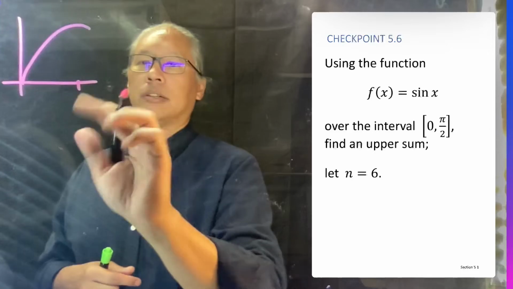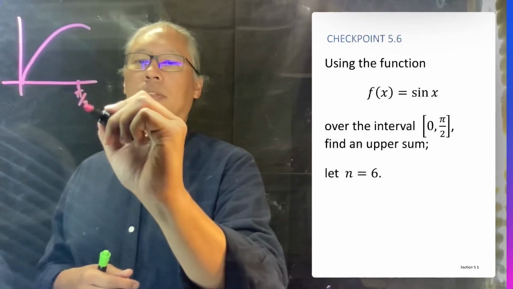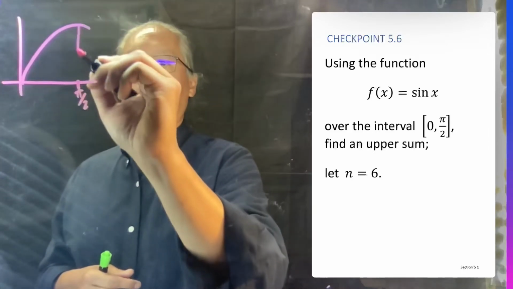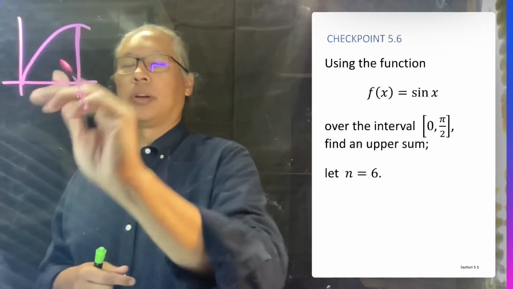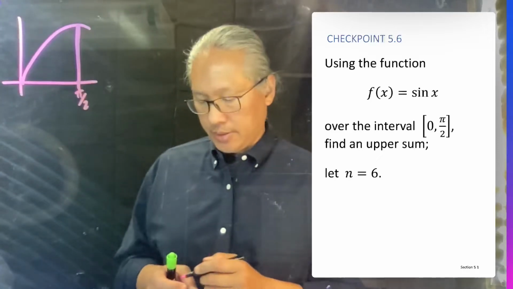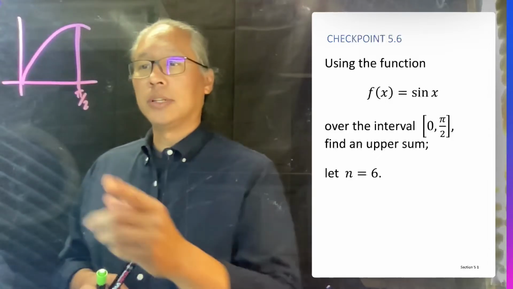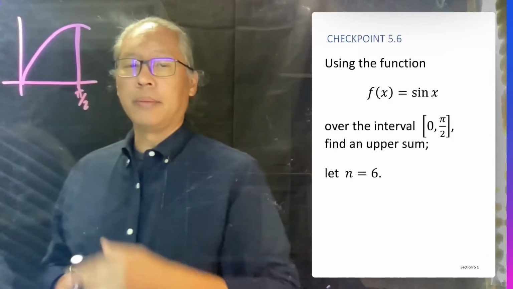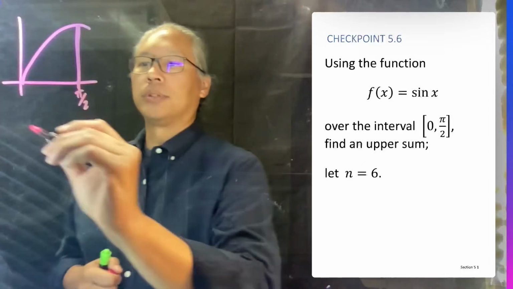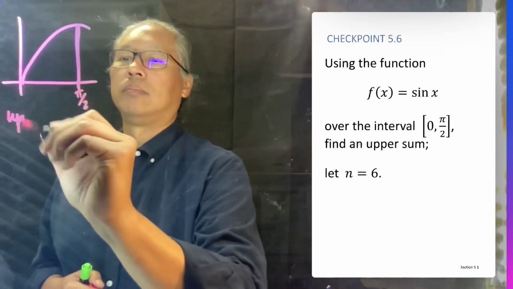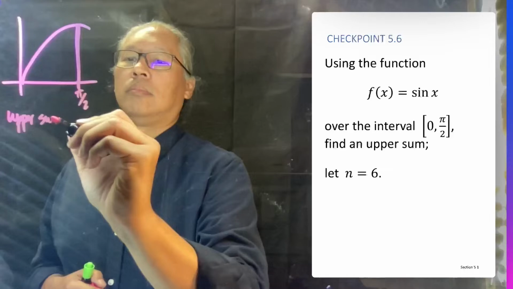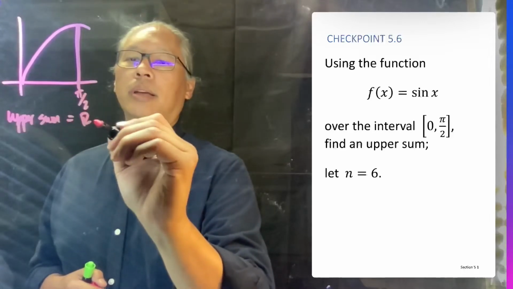Sine of 0 is 0, sine of pi over 2 is 1, so this is where we're going to end. And we want to find or estimate this area. So the function looks like it's increasing, and if we want to find the upper sum, we probably want to use the right endpoint. So upper sum is going to be the right endpoint.